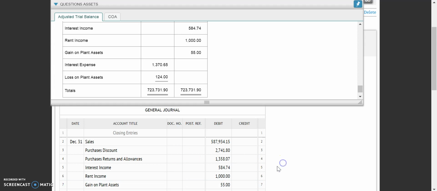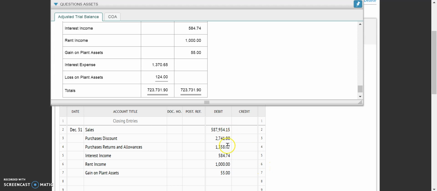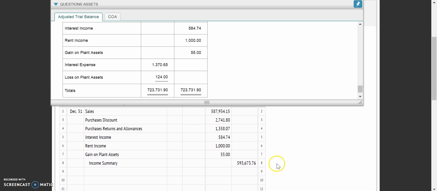So remember that when we're closing entries, what we're doing is we are debiting all of these to close, and then we'll be putting it into our income summary account. So our credit is going to go to income summary for the total of all of these amounts. So we're going to total all of these, and when we do that, we end up with a balance of $593,673 and 76 cents. So we plug all of those in here, and then we are ready to do our next closing entry.